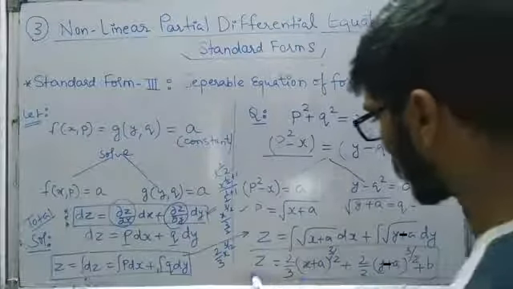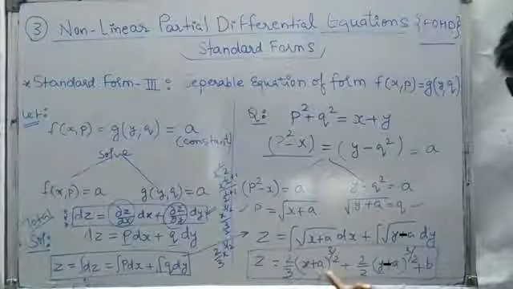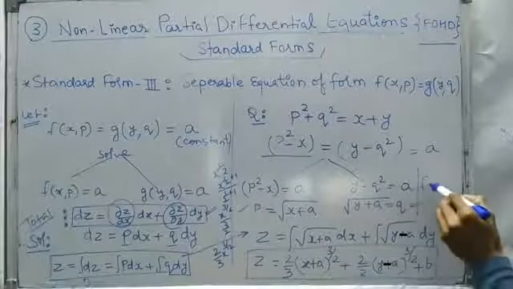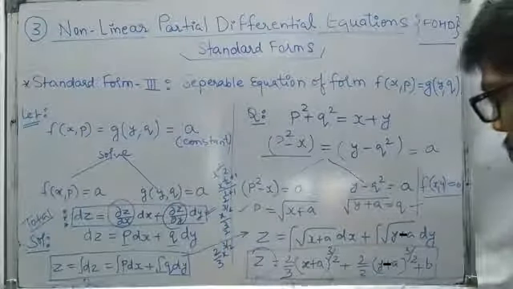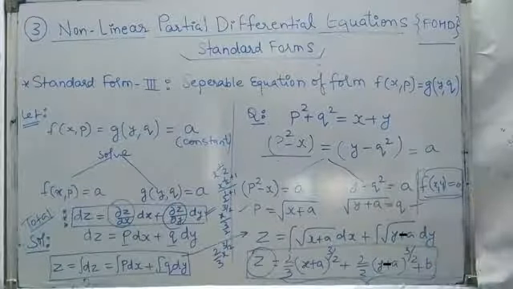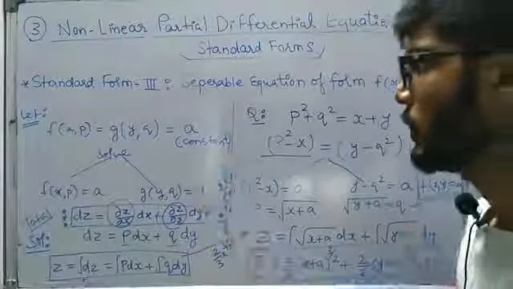I am naming that as b. As you can see, we are going to get only two arbitrary constants a and b, or if we write in terms of an arbitrary function, f of x comma y is equal to 0, because this is nothing but z and this is a function of x and y. So this is going to be our arbitrary function. That is how you have to deal with the problem in standard form 3.